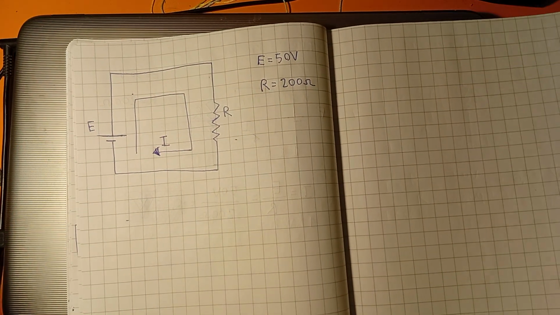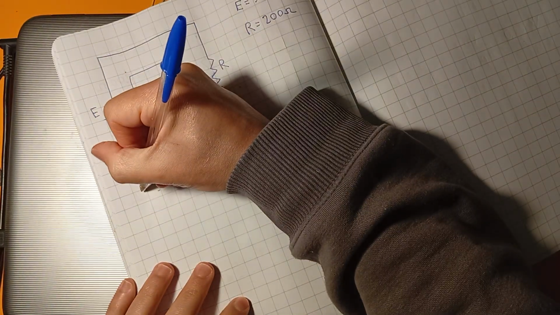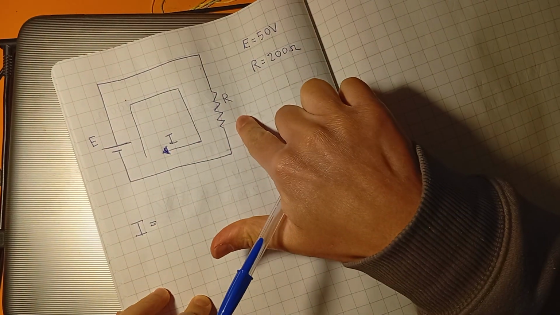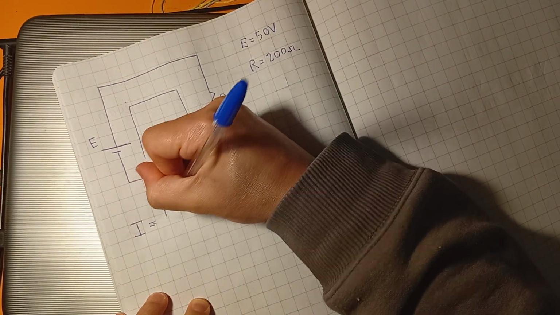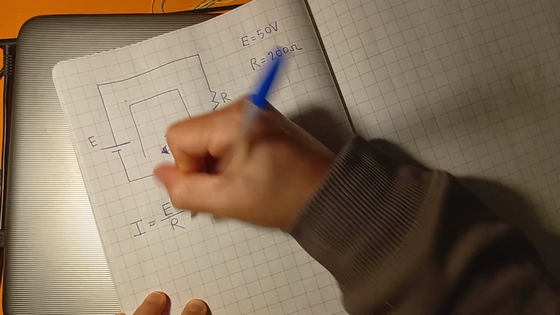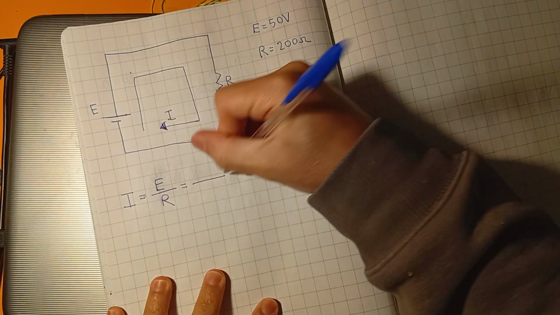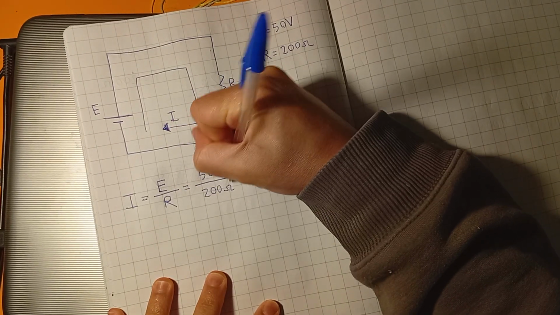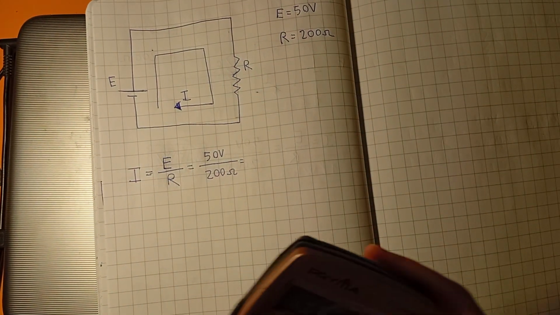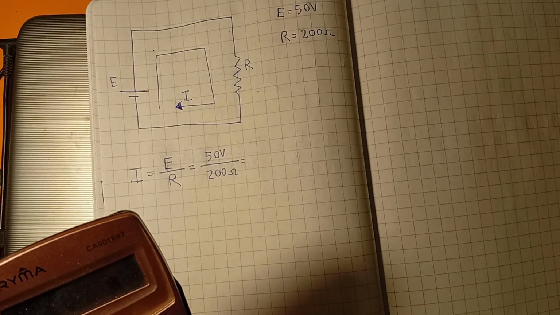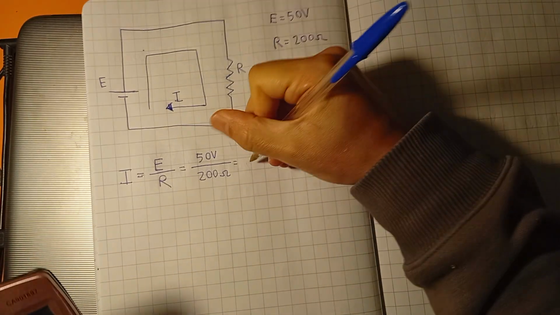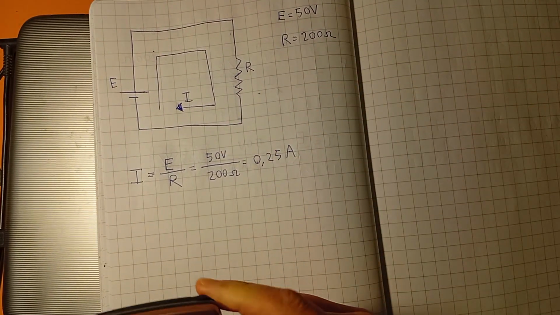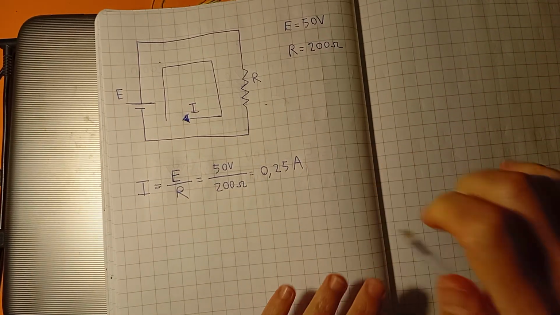Well, let's just apply the first Ohm law and calculate it. So the current is equal to the value of this voltage source divided by the value of this resistor. So basically I have to do 50 volts divided by 200 ohms. Let's calculate it. Okay, the value of current is 0.25 amperes. Now we have the value of current here.